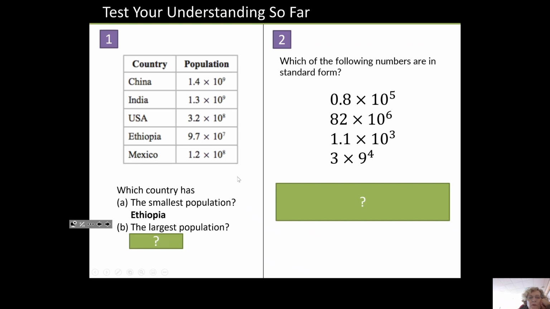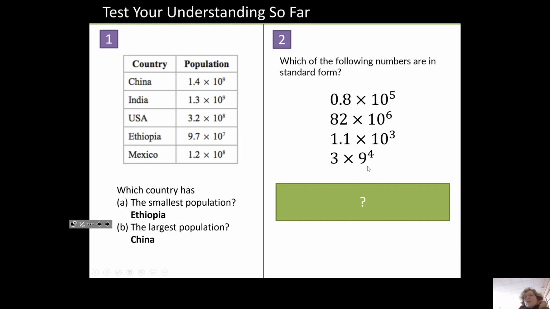If we look at the largest population, we're looking at the highest power, which is 10 to the power 9. So China and India are both times 10 to the power 9. But China then wins because it's got the higher initial number, so 1.4 times 10 to the 9. Largest population then is China.